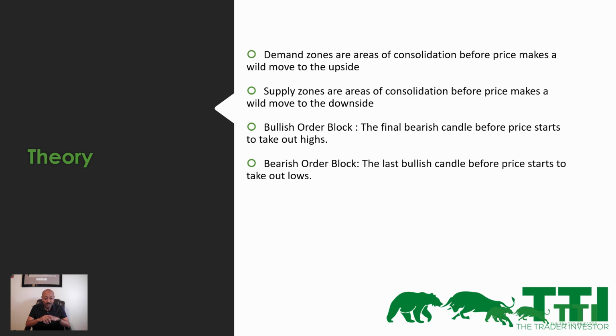A bullish order block, which a lot of times coincides with the demand zones, is the final bearish candle before price starts to take out previous highs. So as we see price making higher highs, that last bearish candle is the order block. That order block will not be known to us until price starts making higher highs, because the goal is not to enter when the order block is formed. That we have no way of knowing.